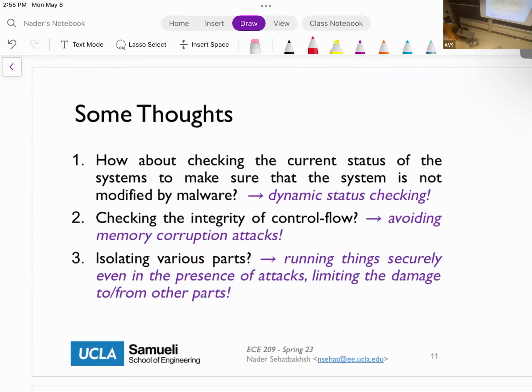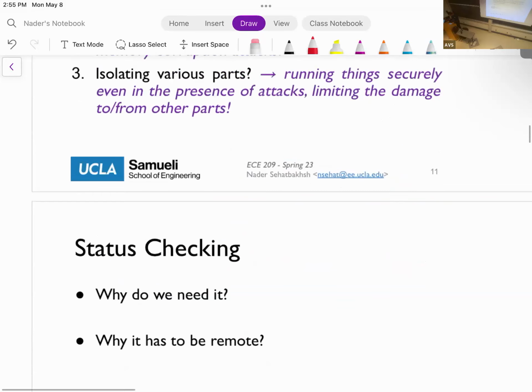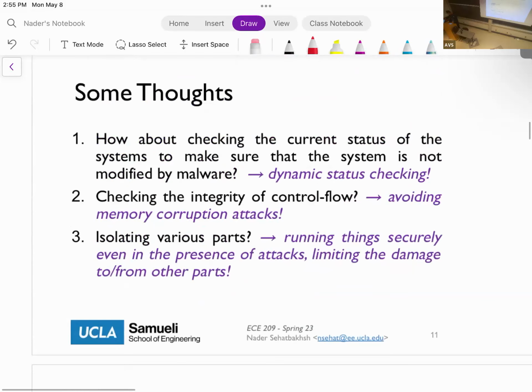And they all go into this realm of attestation, isolation, and trusted execution environment that I'm going to talk about in this lecture and the next lecture. Okay. So let's just start with the first problem. Let's see how much we can basically cover today, and then I'm going to cover the rest, and I'm going to talk about the other two problems in the next lecture.